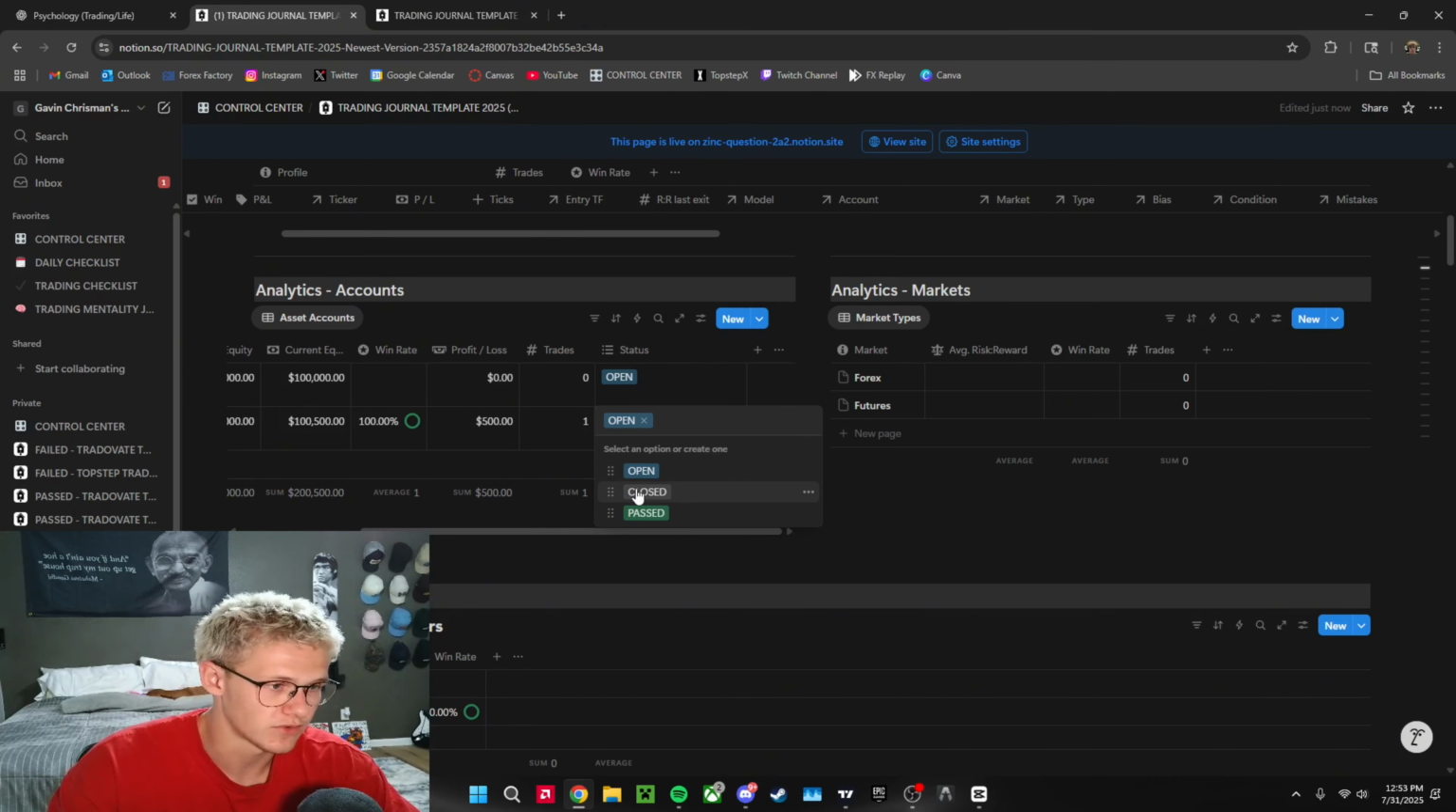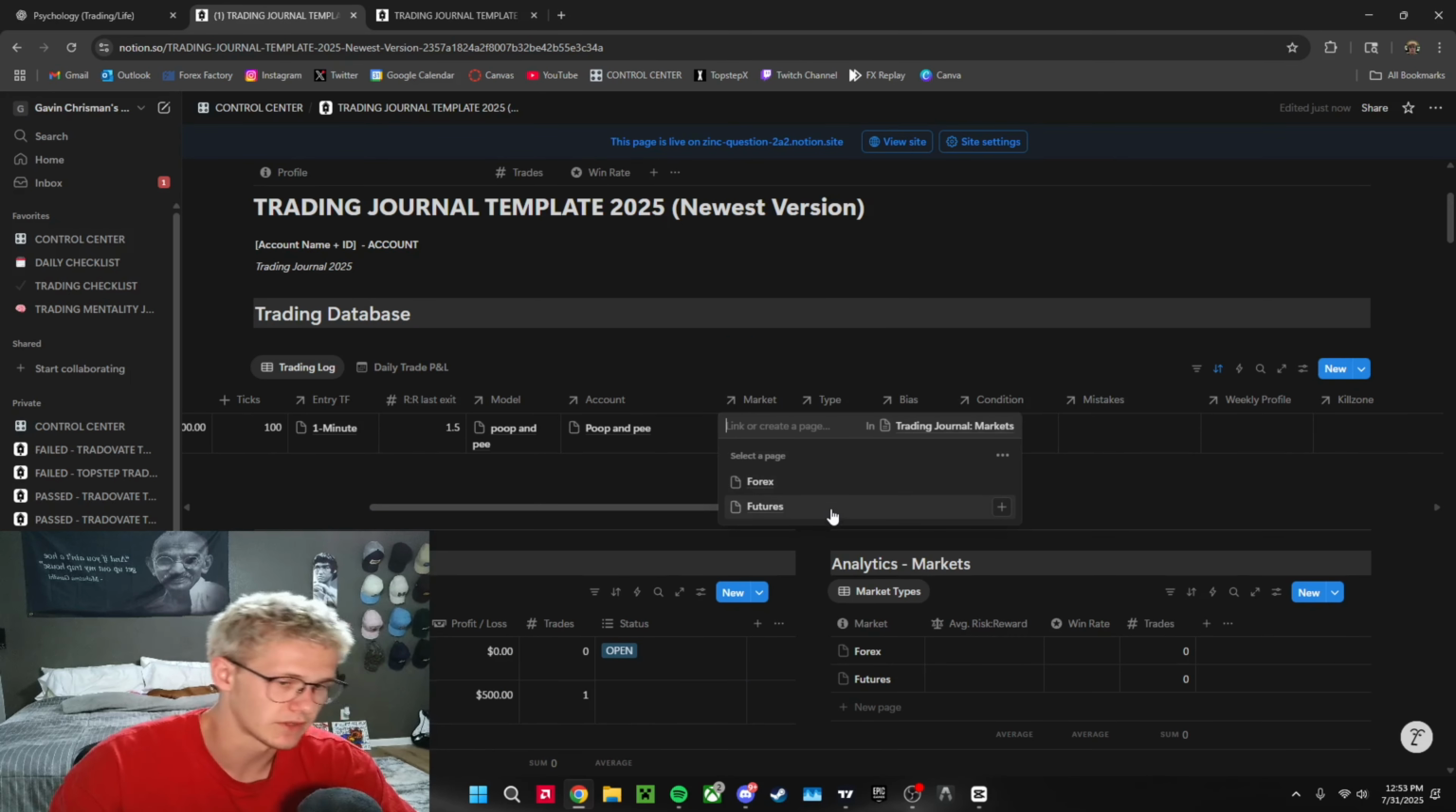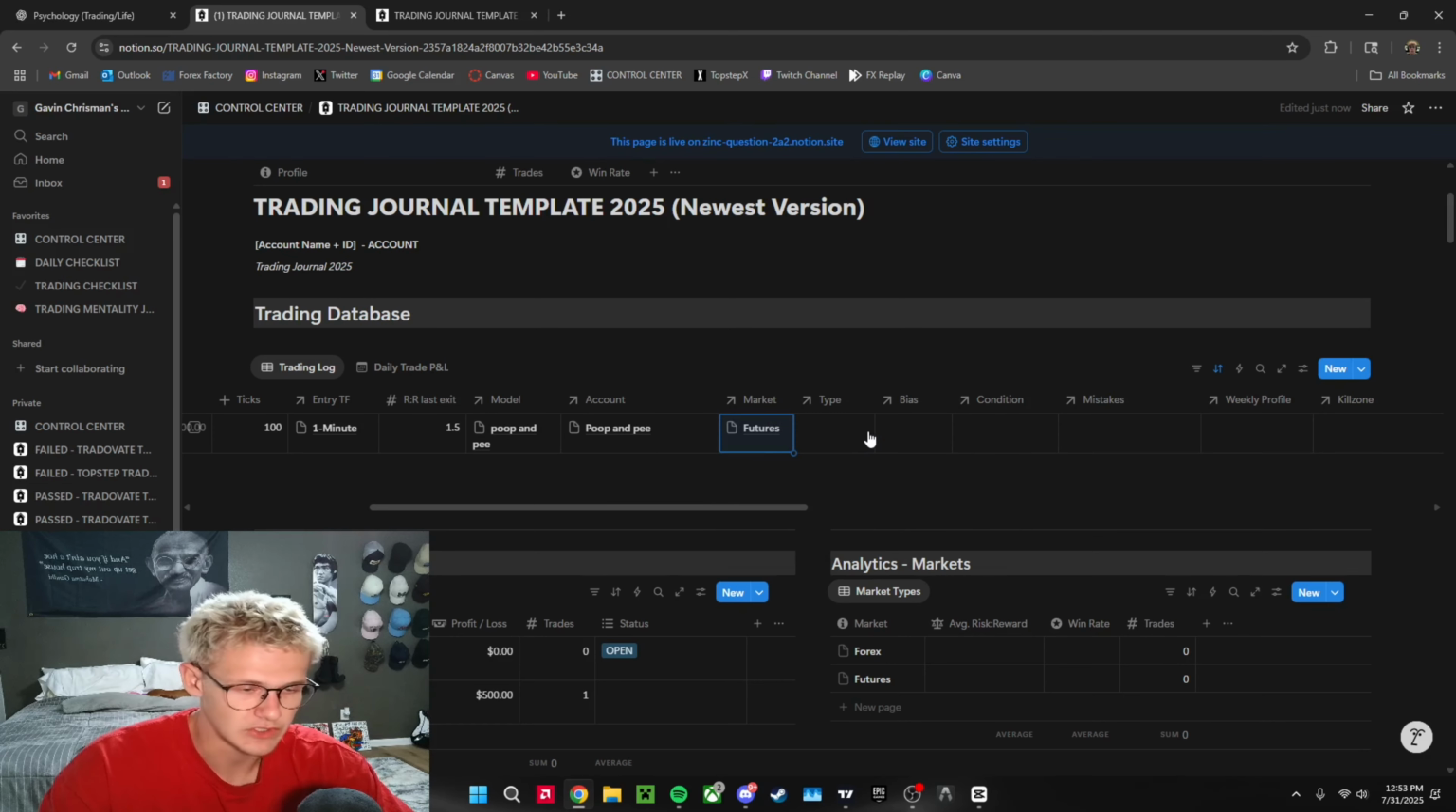Let's say you lost the funded account, close it, maybe passed it, you can do closed. And then if you pass the funded account, we have the little pass button here. Moving on to the next section, we are going to be looking at the markets drop down. So this is very straightforward. Forex or futures. NQ is futures contracts, so you would label it as futures.